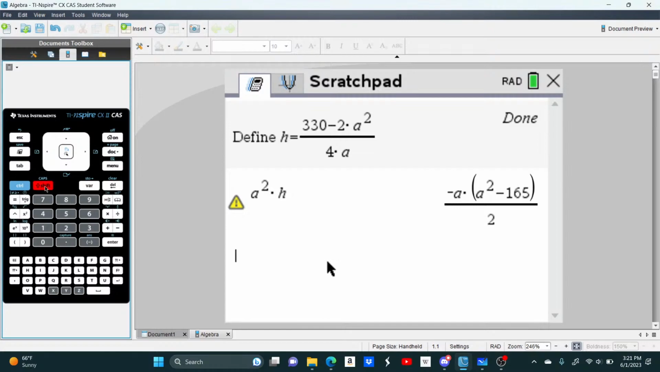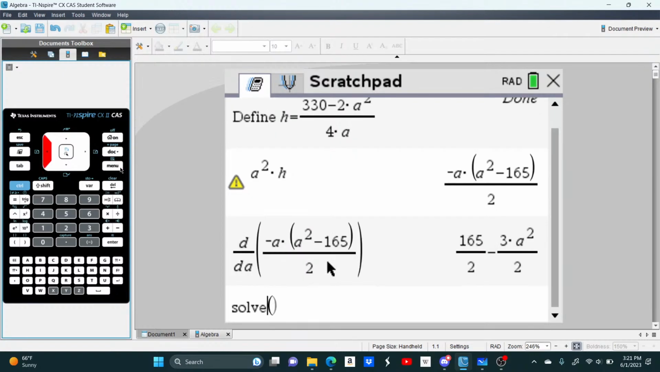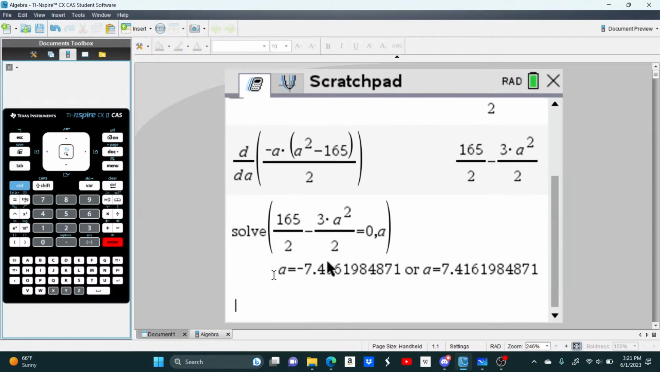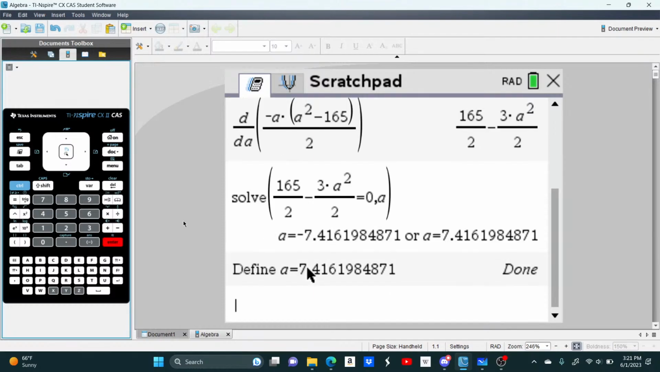So here we go. Take the derivative. If you don't know about this, you can actually find derivatives by doing shift minus. Maybe you have the muscle memory from doing menu 4-1, but I like using shift minus. So I'll take the derivative, put it in here, and set it equal to 0 to find my A. There you go, and we get 2 A values. Obviously we're going to use the A that's positive, because you can't have negative lengths. So that's the side length of our square.